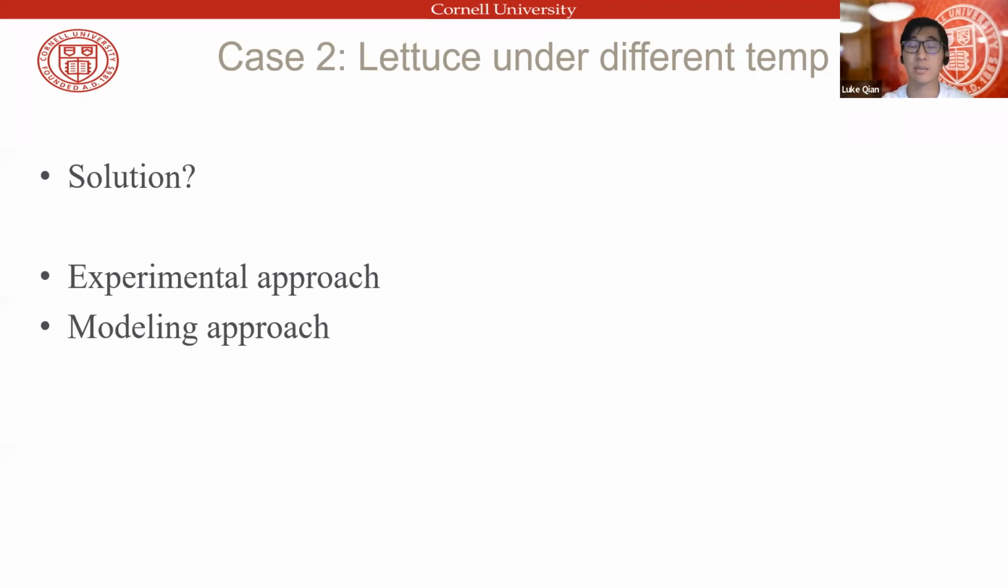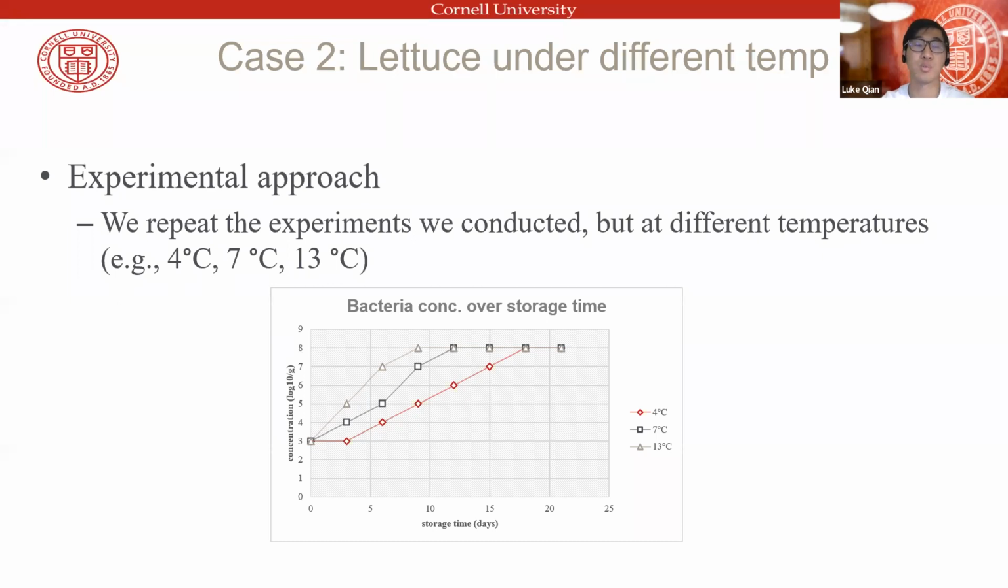Again, we can seek an experimental approach. I will illustrate how we do that. For the experimental approach, we simply repeat the experiment we previously described multiple times at different temperatures. Previously, we did it at 40 degrees C. Now we are going to repeat it at different storage temperatures, which are 7, 13, or even more.